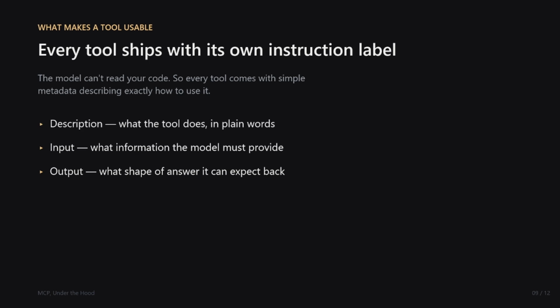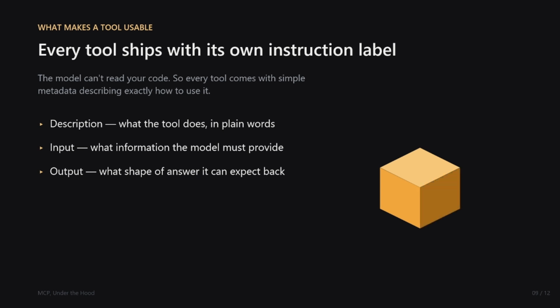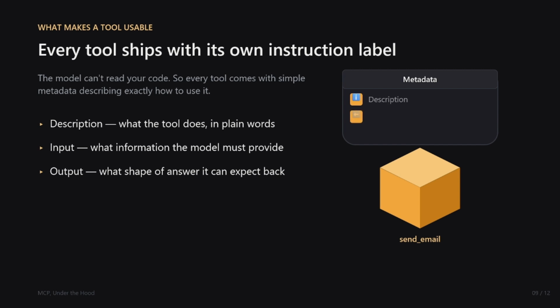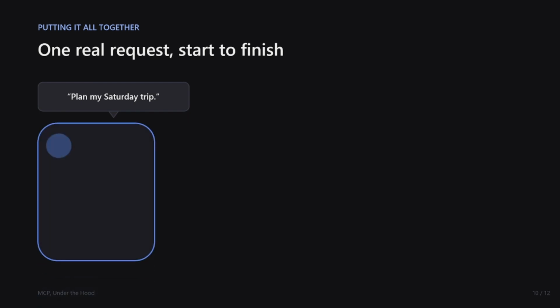Here's the detail that makes this whole system work. The AI model can't read your code, so every tool comes with a simple label attached to it. That label has three parts. The description says what the tool does in plain words. The input says what information the model needs to provide, and the output says what kind of answers it can expect back. With just these labels, the model can use a tool correctly without ever seeing how it was actually built.